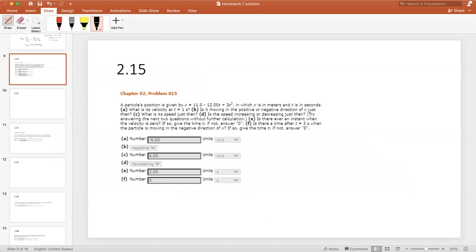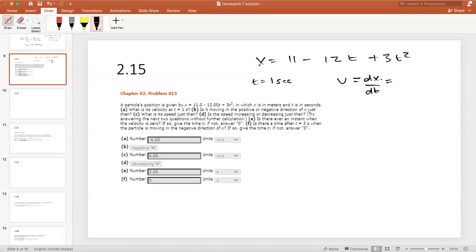So we have this position function. x is equal to 11 minus 12t plus 3t squared. And we're asked to find the velocity at t equal to 1 second. How we do that is we take the derivative. The velocity is the derivative of x with respect to time. And we then plug in for t 1 second.